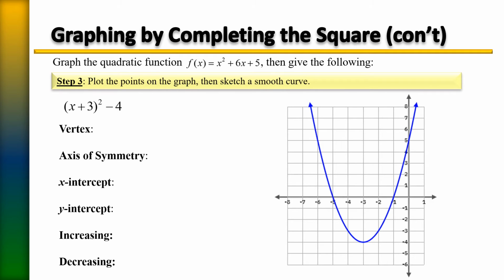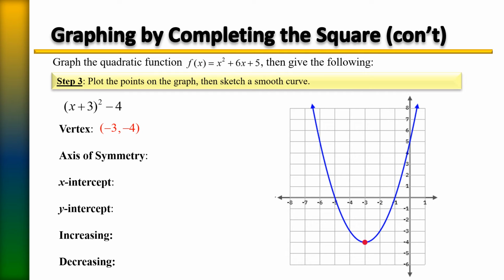So here's our graph. And sure enough, if you see here, our graph was shifted to the left 3 units and down 4 units. Also, we identify, remember, our vertex was at negative 3, negative 4. What is our axis of symmetry? If you said x equals negative 3, that is correct. That is the vertical line that is passing through the center of our vertex there.